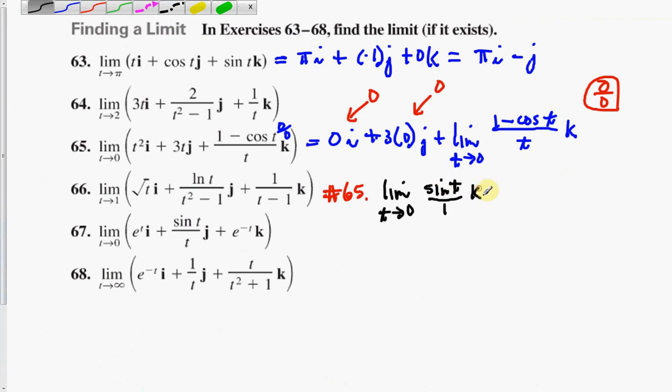This is times k. Oh, I told you that the result would be 1. I was thinking about t approaching a different value. I wasn't thinking about t approaching 0, but t is going to 0. So sine of 0 is 0. So we get 0 for number 65.